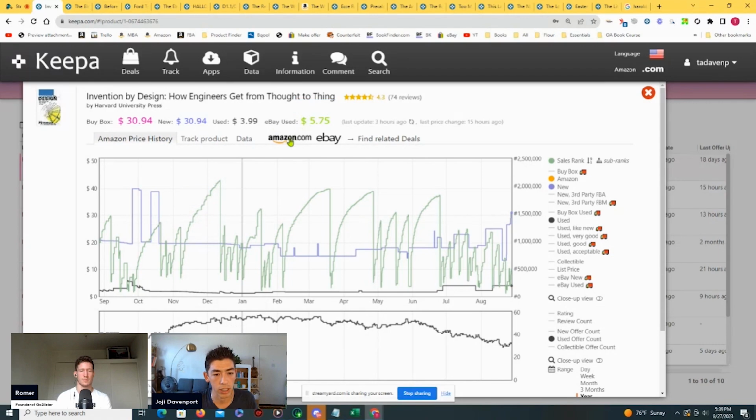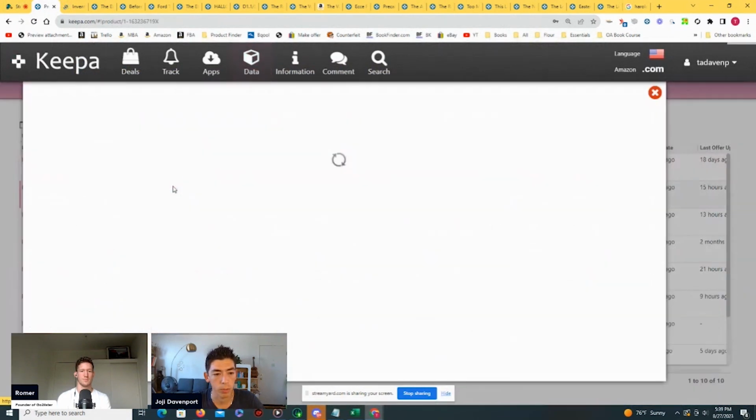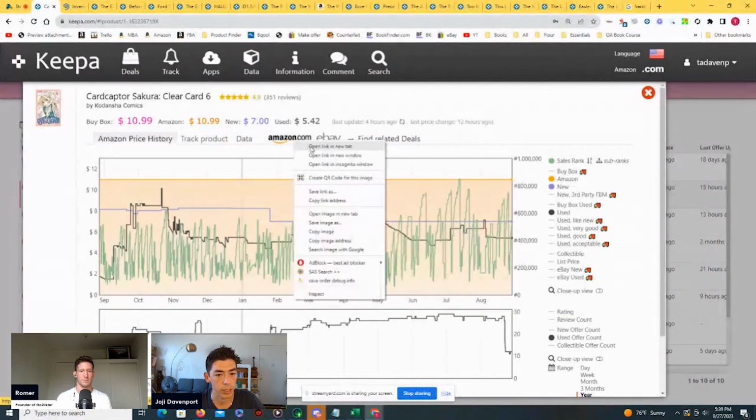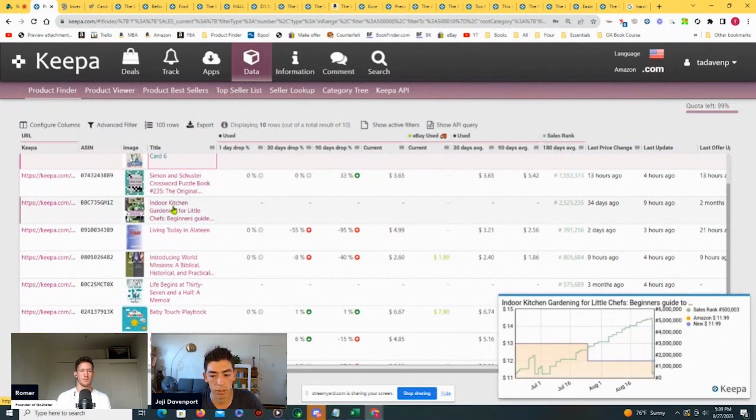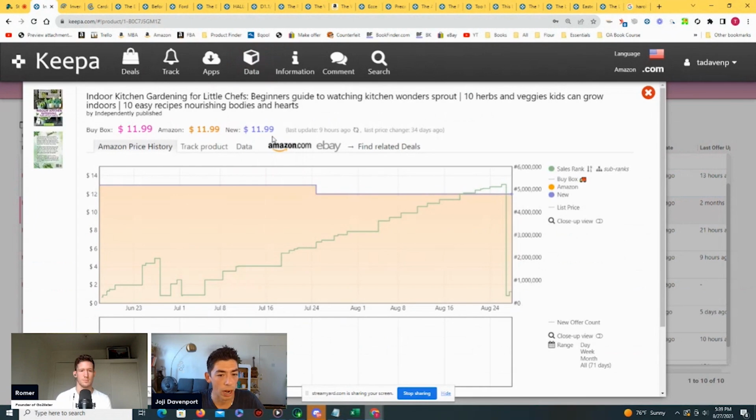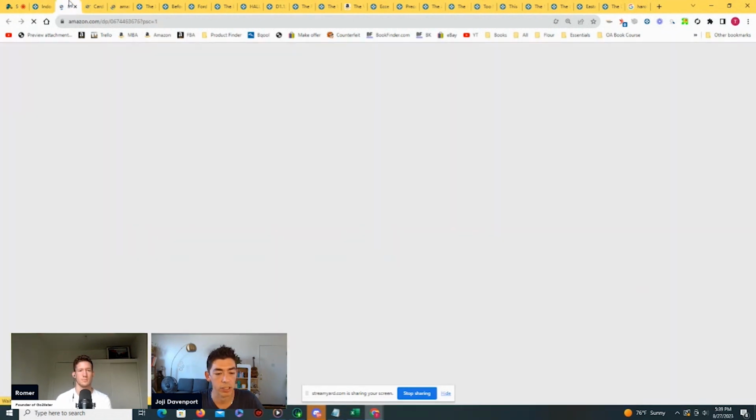So let's actually open this one here. We'll open, let's go one, maybe two more. We'll open this one as well. Let's see if we can open one more. These are going to show us books that are wildly different, yet have the same sales rank.